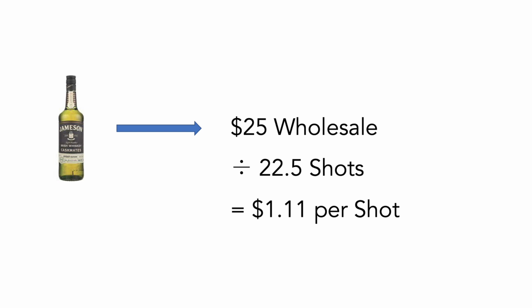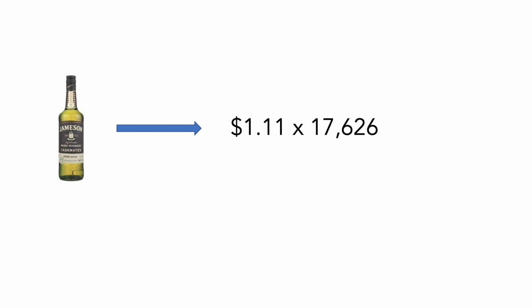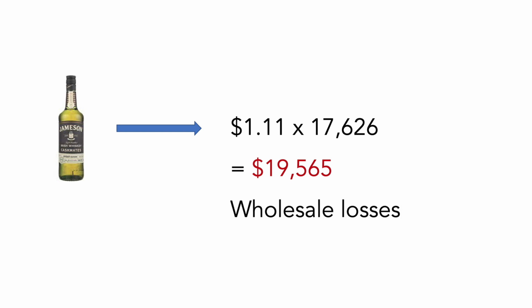That's what it's costing you. All right, if we multiply that by 17,626 shots lost during the year from your 1/2 ounce overpour, you're going to lose $19,565 in wholesale losses. Okay, does that make sense? All right, great. Well, let's move on.